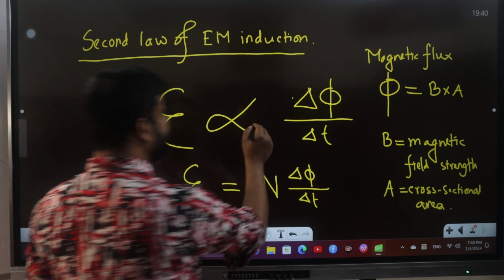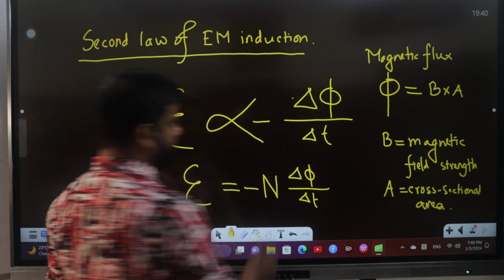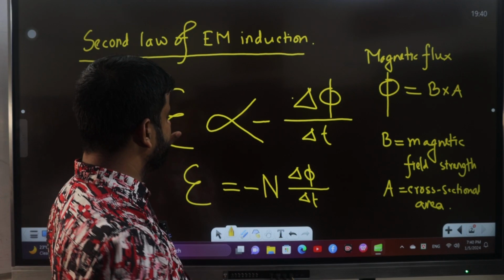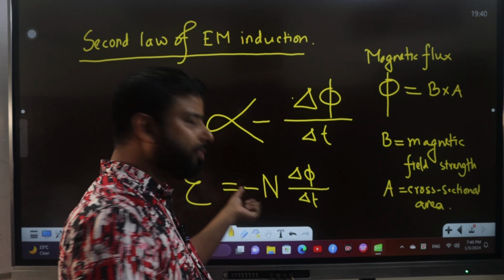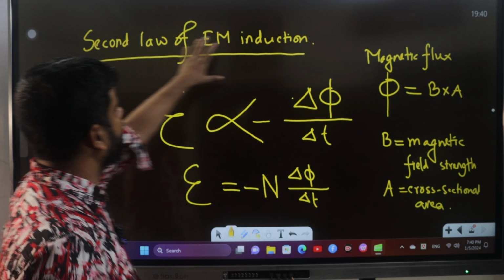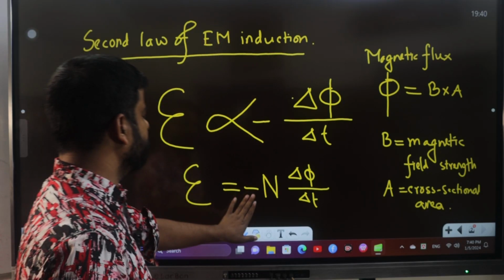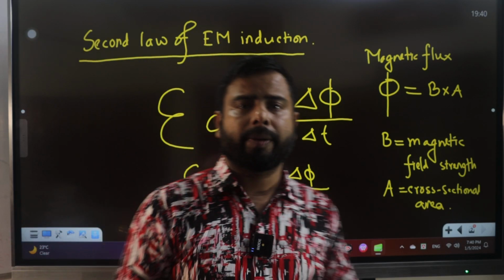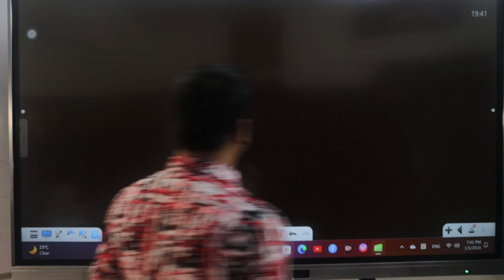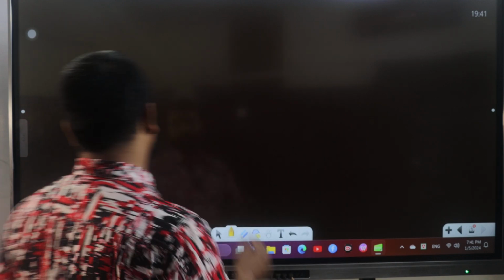But there is a negative sign. Why? Lenz gives the negative sign in the second law of electromagnetic induction. So what is the meaning of the minus sign? The minus sign gives the idea about the direction of the induced current in the closed loop coil.